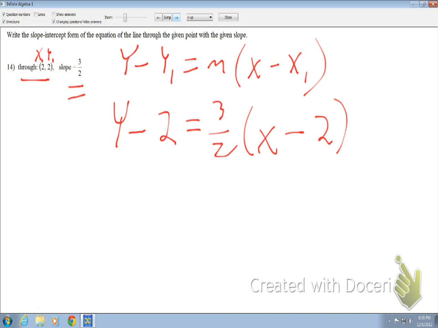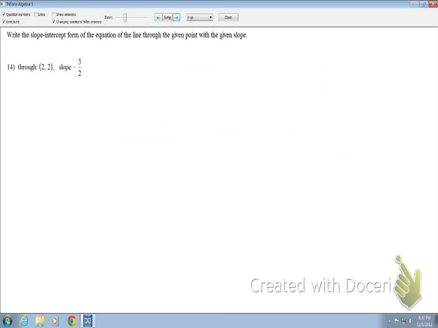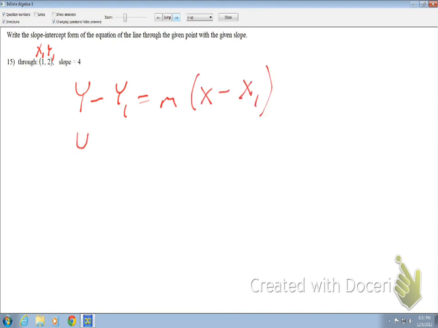But if I look at the next problem, I think problem 15 has a different value for x and y. Sure enough, it does. So let's go ahead and do this one. Again, 1 is my x sub 1, 2 is my y sub 1. So I'm going to start off y minus y sub 1 equals m times x minus x sub 1. So y minus my y value for my point, which is a 2, equals my slope, which is 4, times x minus x sub 1, which is 1. And I'm done.